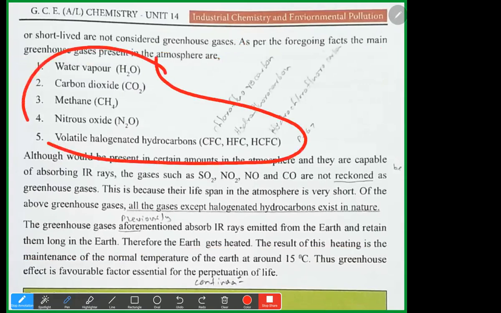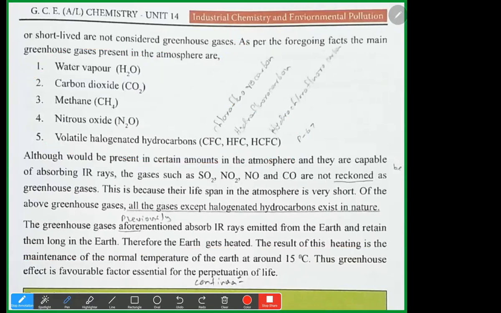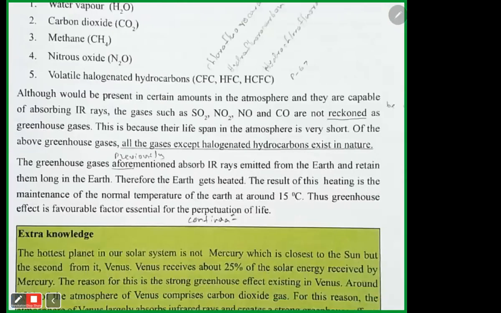There are a lot of questions in these MCQs. The main ones are water vapor, carbon dioxide, methane, nitrous oxide, and chlorofluorocarbon, hydrofluorocarbon, hydrochlorofluorocarbon, that we can discuss later. These are the main harmful factors of ozone layer depletion as well. These volatile halogenated hydrocarbons are also greenhouse gases.